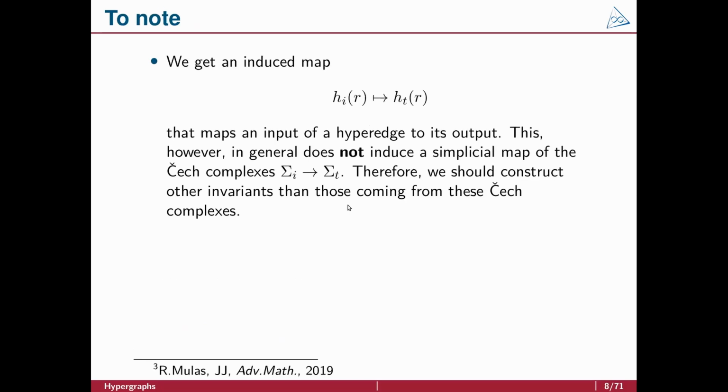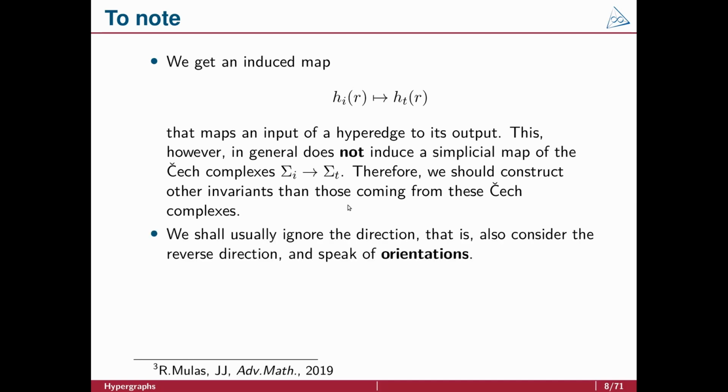And then, of course, we get an induced map. So the initial set can always be mapped to the terminal set, but however, this does not induce, in general, a simplicial map of the Čech complexes. And therefore, we should construct other invariants than those coming from these Čech complexes. So that will be the main point here.